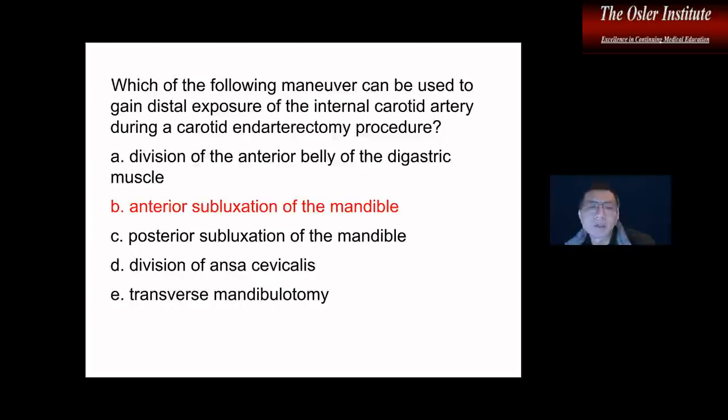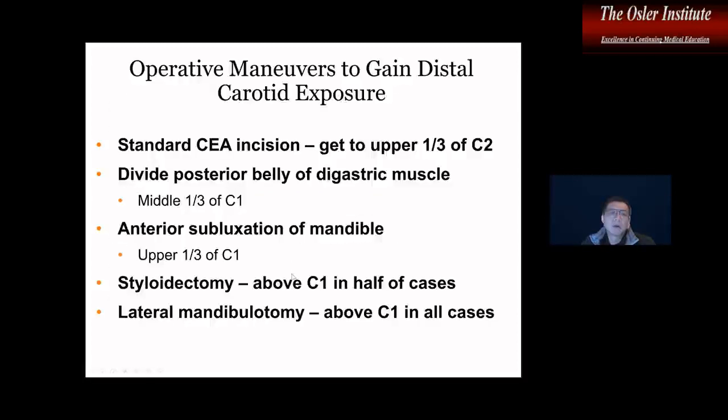All right, the answer is anterior subluxation of the mandible. This is a fairly common question that shows up on the board exam. Let's go over that real quick. This slide outlines some of the maneuvers that can be used to gain distal exposure. This is a scenario where you do your carotid surgery and you discover the bifurcation is very high, very distal. And so there are a set of maneuvers you can do.